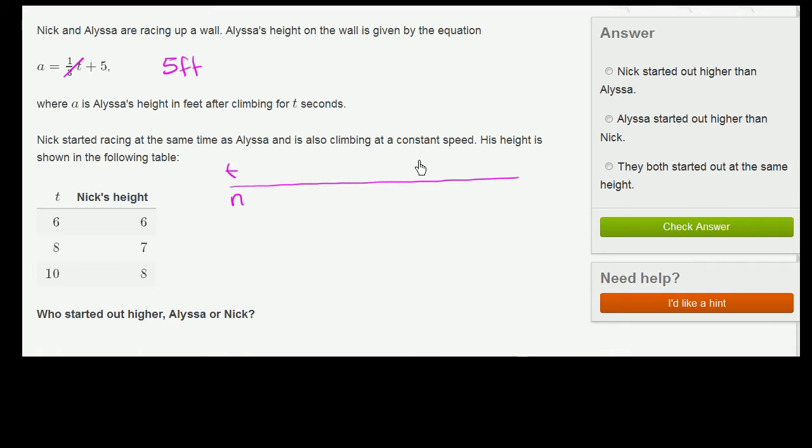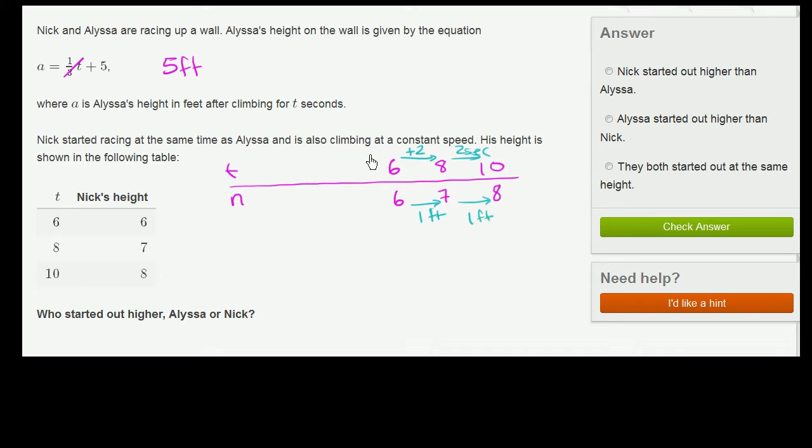We already know that after 6 seconds, he's 6 feet along the wall. At time 8, he is 7 feet along the wall. And at time 10, he has gotten to a height of 8 feet. So what's happening here? Every time 2 seconds goes by, he increases 1 foot. Another 2 seconds, he increases in height by 1 foot.